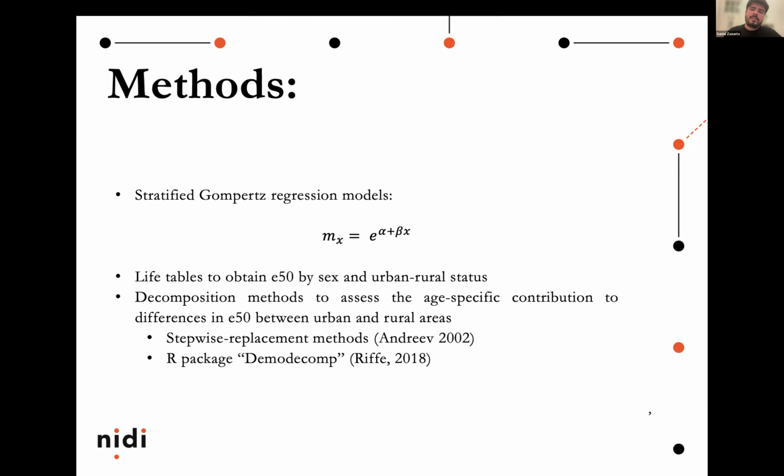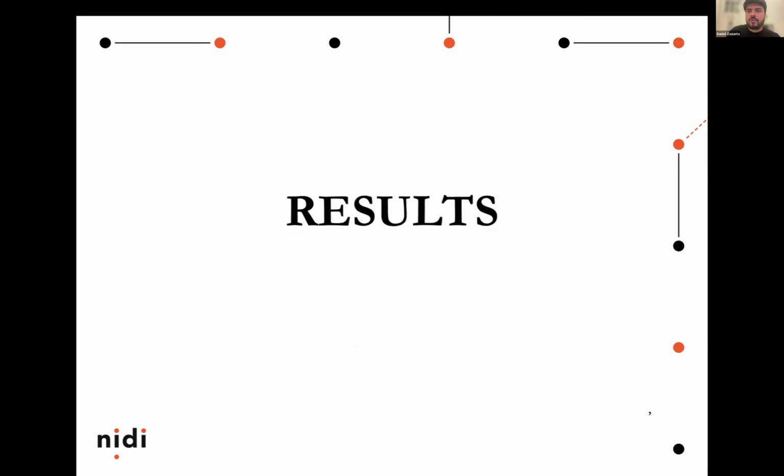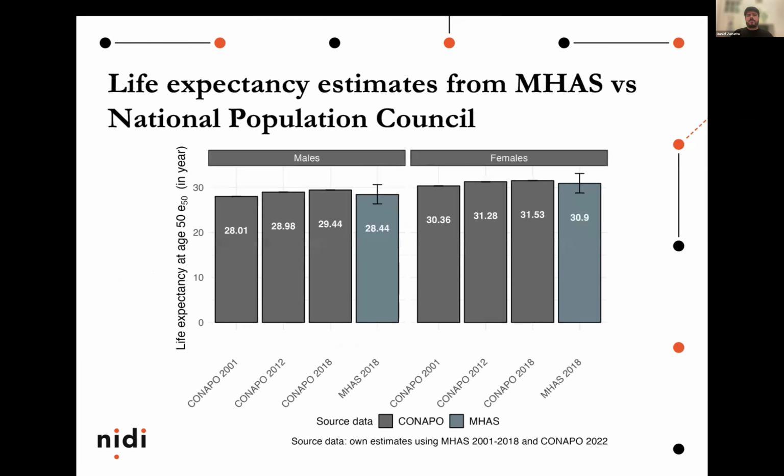And later, to assess this gap between urban and rural areas, we perform a decomposition method called the stepwise replacement method. And we implement that using the R package DemoDecomp. So moving on to the results, the first thing to look at is the overall life expectancy estimates for males and females, and their comparison with the ones from the National Population Council. So what we observe more in general is that the estimates are more or less falling into what was expected or estimated by the government.